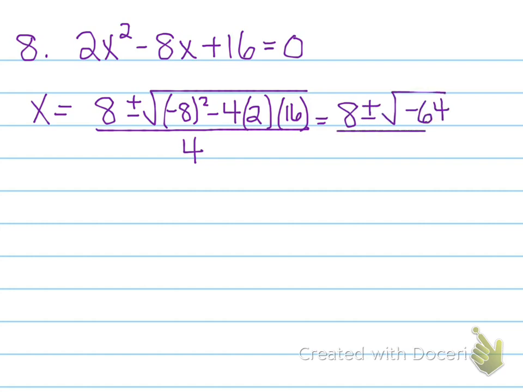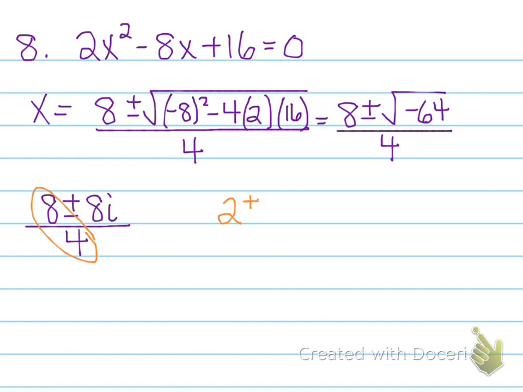But we know that we can take the square root of a negative number. It just is going to mean it's a complex number. So the square root of 64 is 8, and the negative is i. So we have 8 plus or minus 8i all over 4. So we have to simplify it, and you can write it a couple different ways. The way that I think about it is I go 8 divided by 4, which is 2, plus or minus 8i divided by 4, which is 2i.